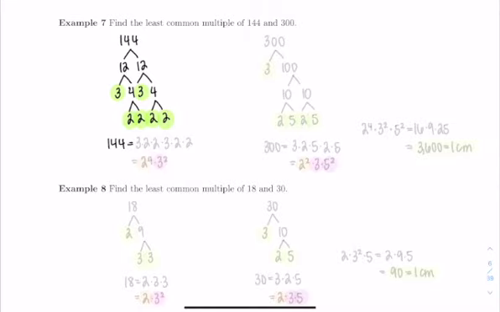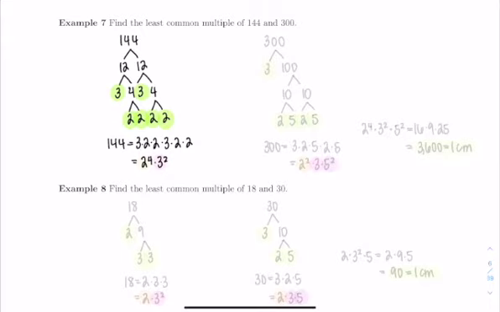And so 144 is 3 times 2 times 2 times 3 times 2 times 2. Or we can write this as 2 to the 4th times 3 squared.